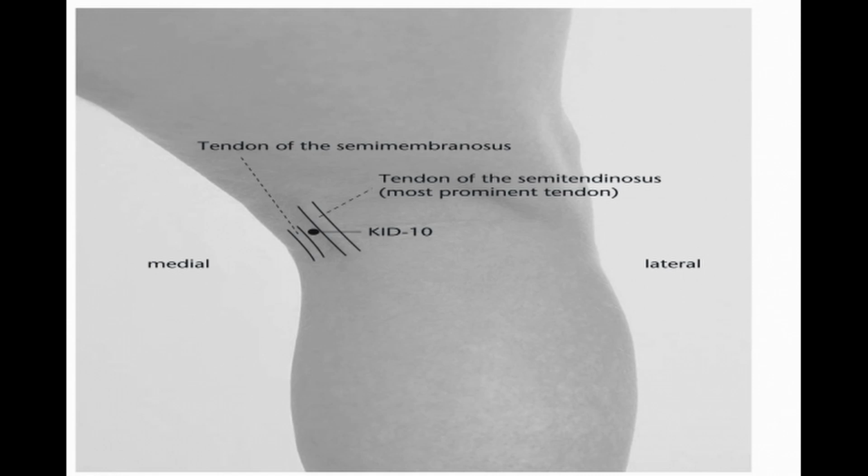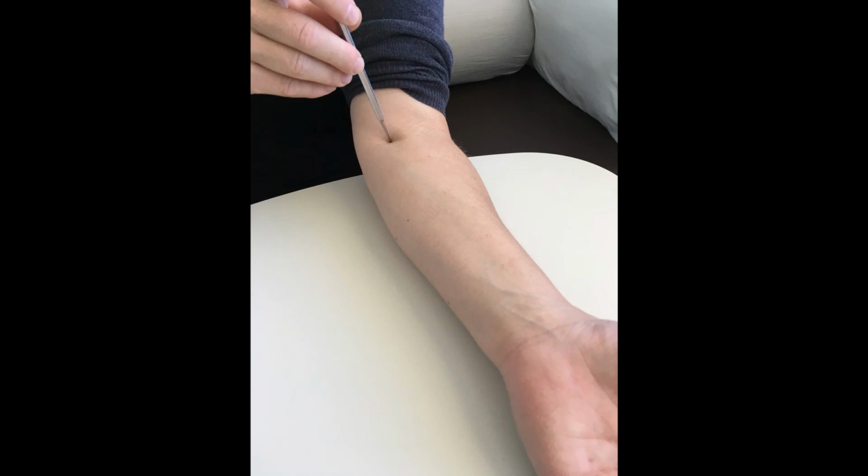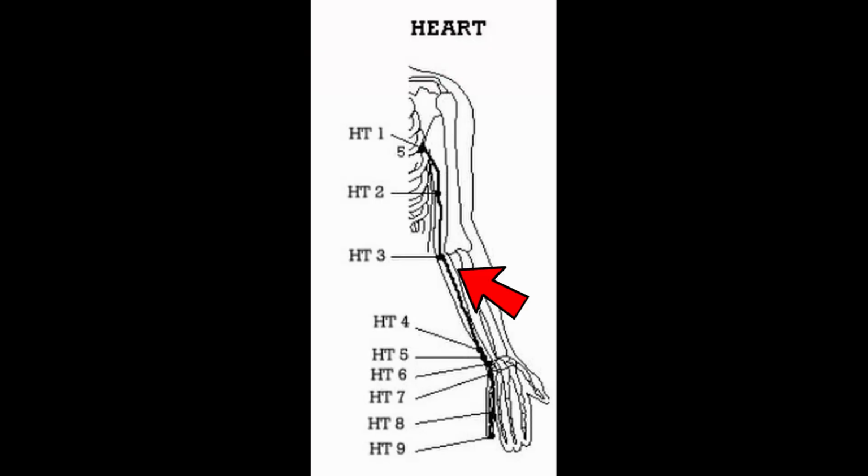Now, if this is your area of pain, we're going to go to the opposite elbow again. And this time we're going on the inside of the elbow. Now, with the elbow flexed a little bit and looking at that elbow crease, and then just going to the end of the elbow crease, just the end of this line here. This is called heart 3. So just pressing around heart 3 for a few minutes.